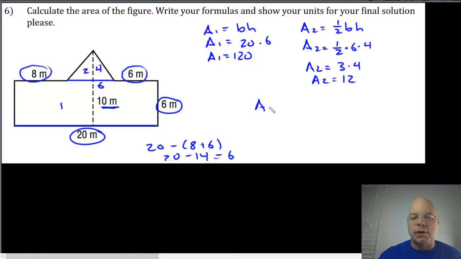The total area will equal area 1 plus area 2. So 120 plus 12, 132 meters squared.